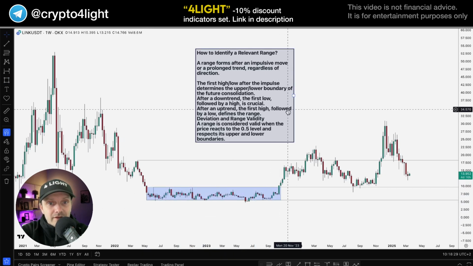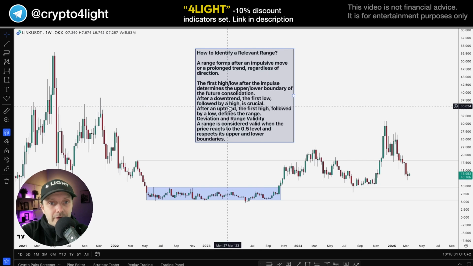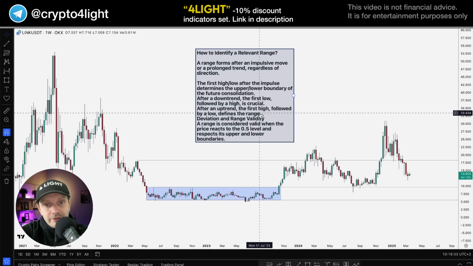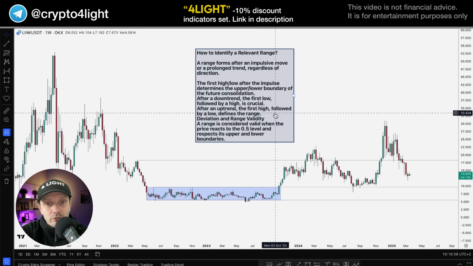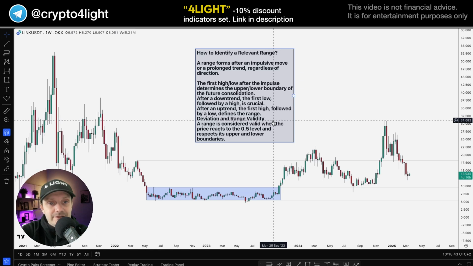Nice one. After a downtrend, the first low followed by a high is crucial. After an uptrend, the first high followed by a low defines the range. The deviation and the range validity. A range is considered valid when the price reacts to the 0.5 level by FIB and respects its upper and lower boundaries.